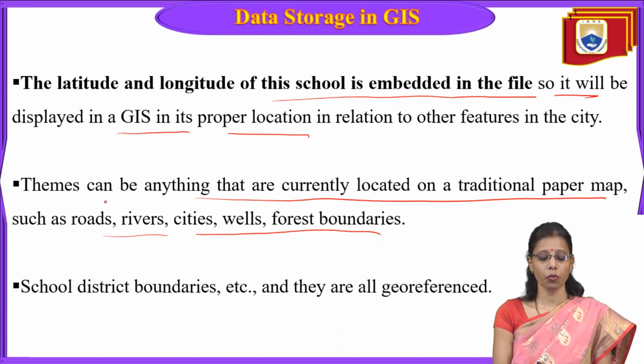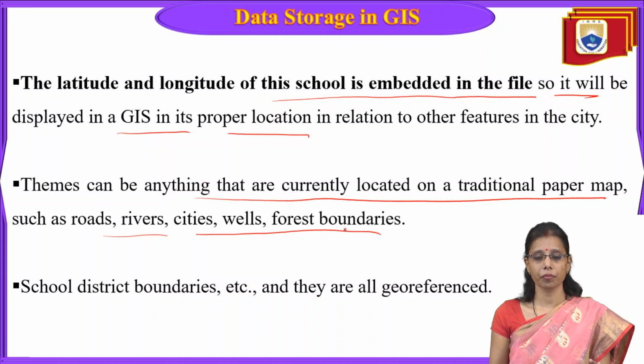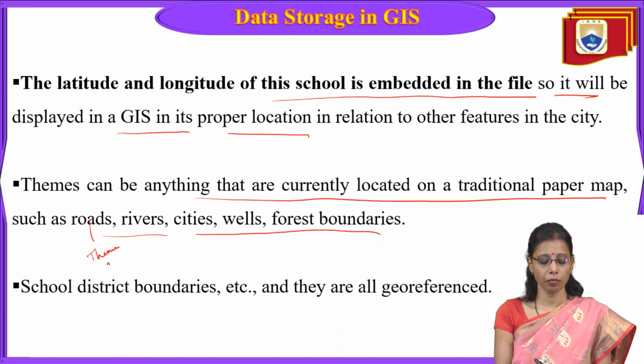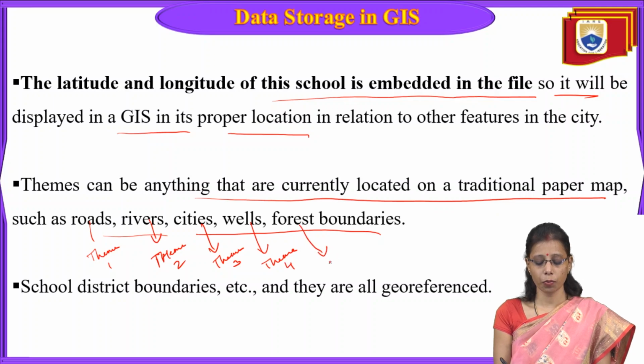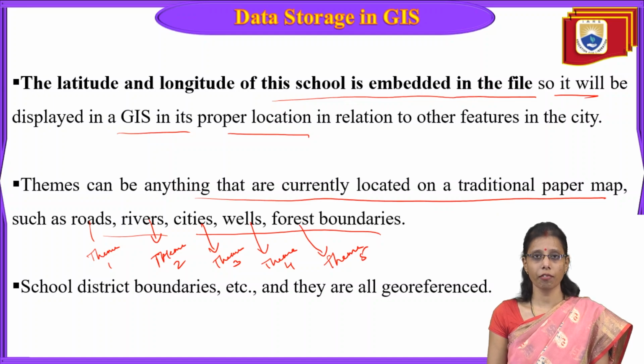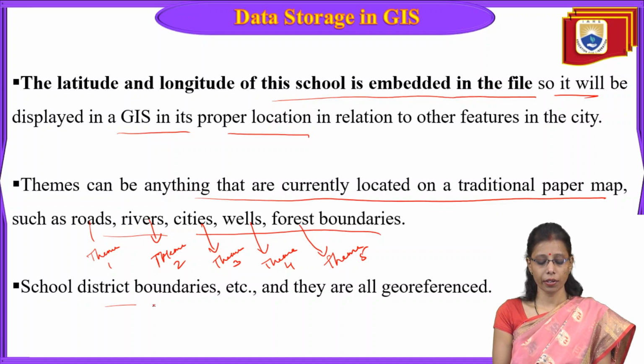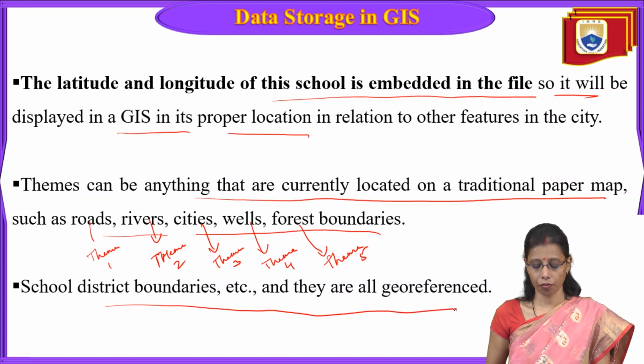Then later we have to assign the themes to whatever information is there in the traditional paper map, such as road. Road is one theme, theme 1. River is one theme, theme 2. Cities are one theme, theme 3. Wells is theme 4. Forest boundaries, theme 5. So we have a total of 5 themes here. All these 5 themes will be separately located in the paper maps or different coverages. Okay, so school district boundaries, etc., and they are all georeferenced.